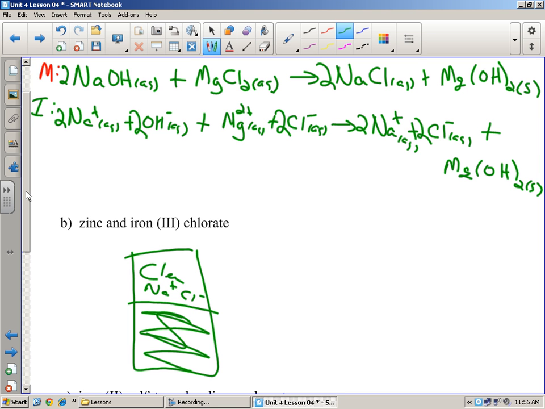Questions? Yes? Solubility chart. Yeah, that's what you have to go based on. Break apart.